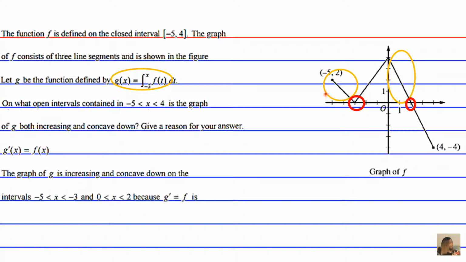On the actual graph of g, here, the slope would be slowly decreasing but positive. And here as well, the slope would be slowly decreasing but positive. All right. So I misspoke. This is going to be a local maximum as well. Okay. All right.